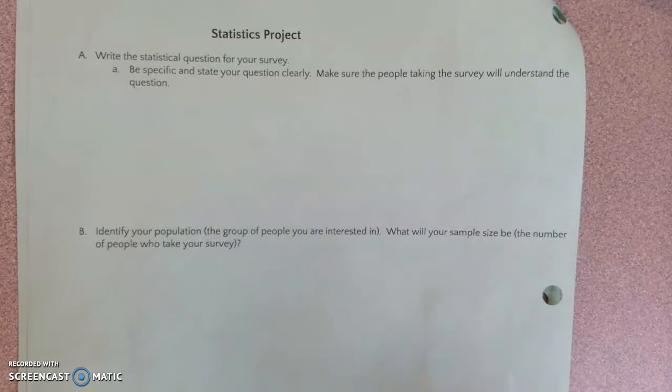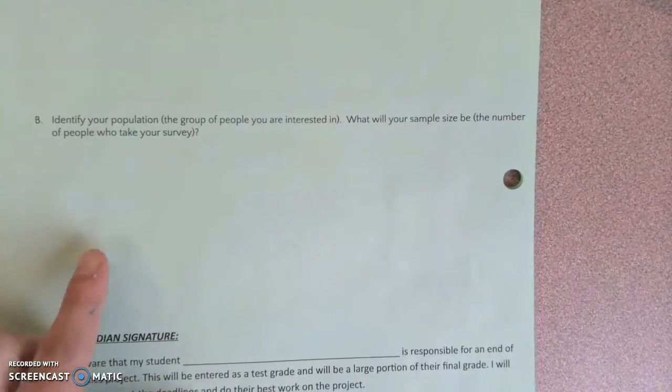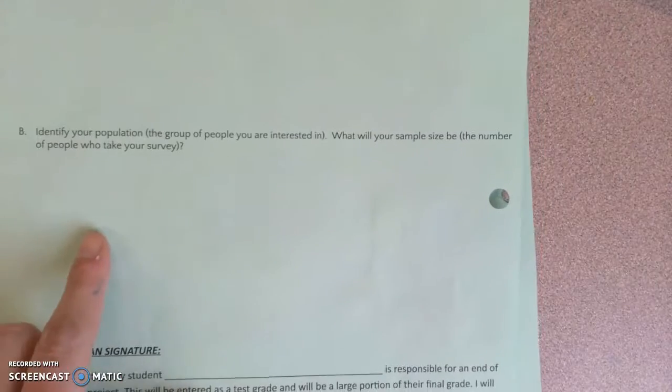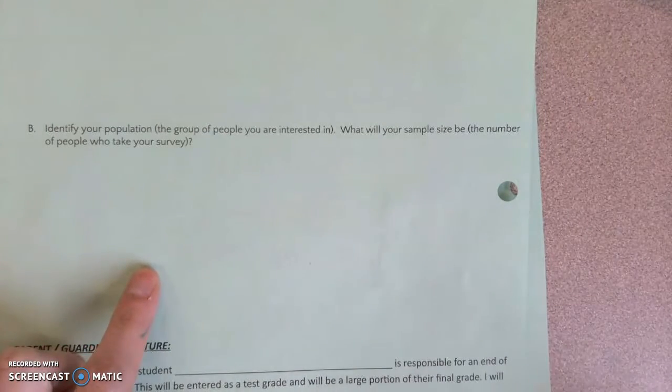So this could be a survey question that you're going to ask people and collect answers from. This could be something where maybe you're taking measurements or experiments and collecting the data that way. It could even be something that you're researching the answers to. Either way, that would work. And then you're just going to write your question there, and under part B, it says to identify your population. So that's the people you're going to ask, and then what your sample size will be. So that's how many people you're going to ask.